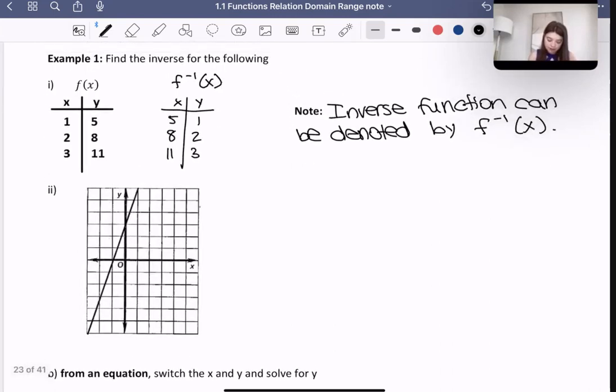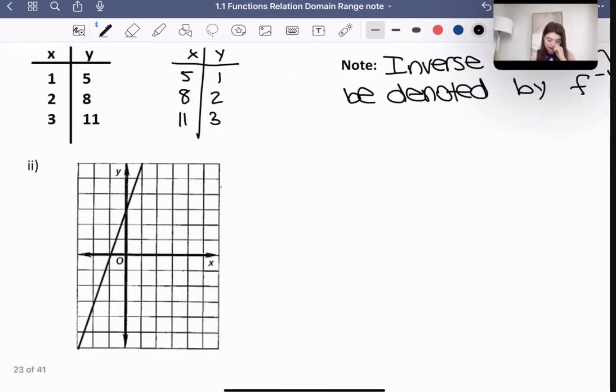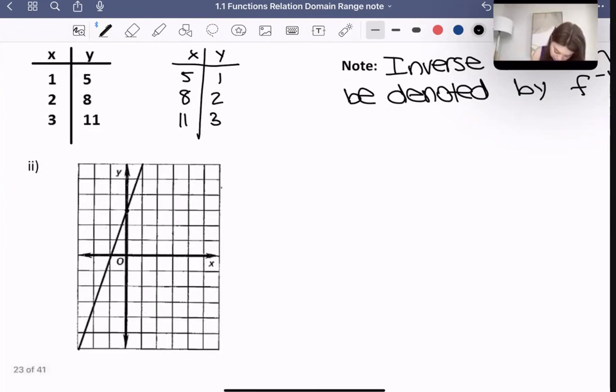Now, what about for this graph? Same thing. We need to swap our x's and our y's. And if we swap our x and our y values, what will we get? Well, let's see. This point is 0, 3. So therefore, the corresponding point would be 3, 0 over here. What about this point? This point is 1, 6. So that means 6, 1 would be the corresponding point here. This point here is negative 1, 0. So that means that 0, negative 1, which is here, would be the corresponding point.